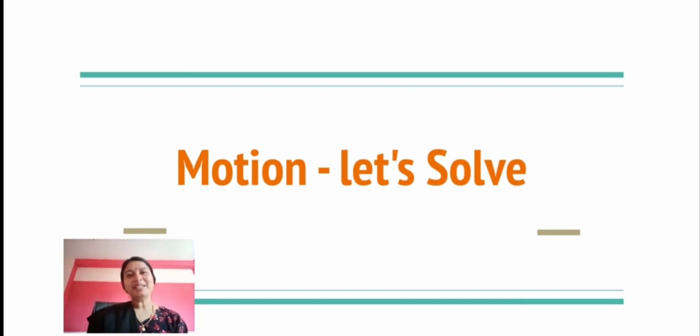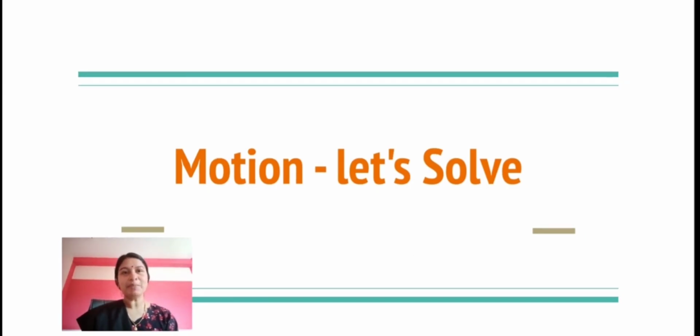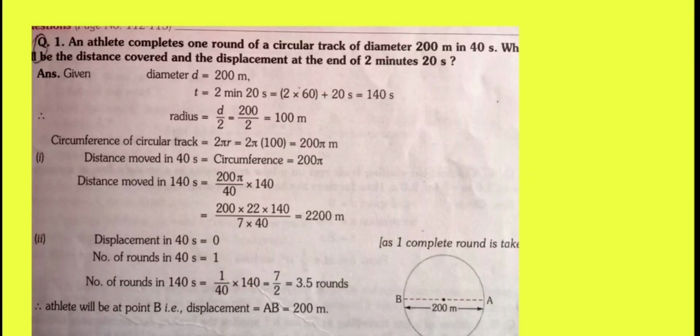Good morning, students. Let's try solving some numericals. Let me read out this question. An athlete completes one round of a circular track of diameter 200 meter in 40 seconds. What is the distance covered and the displacement at the end of 2 minutes 20 seconds?